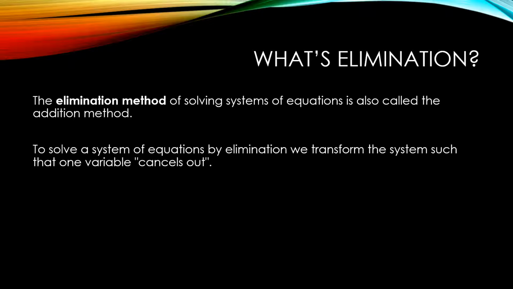It's also called the addition method, and you're going to see that you're setting up your two equations pretty much like a standard algorithm equation, and you're solving that way. To solve a system of equations by elimination, we transform the system such that one of the variables cancels out. This is the key point about elimination: we're trying to cancel out one of the two variable terms so that we only have an equation with one variable in it, and it's easier to solve.